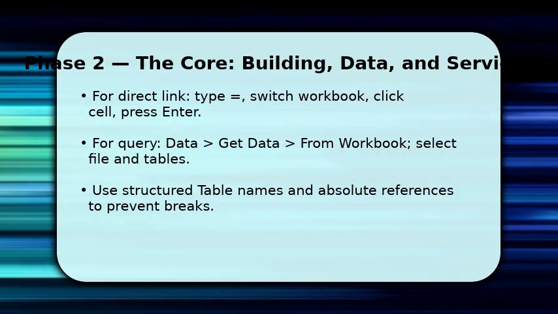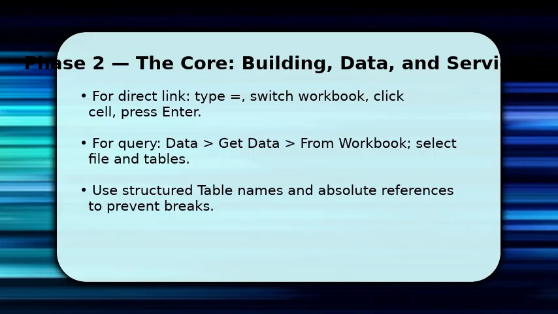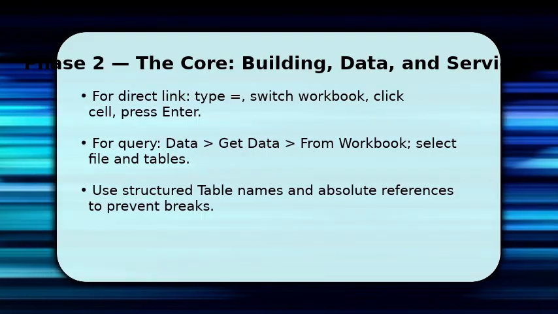For more robust imports, choose Data, Get Data, from Workbook, pick the source file, and load the required tables or ranges. Make sure to convert ranges to tables and use absolute references where needed. This preserves structure when rows or columns change. Once the link exists, refresh to validate the transfer.